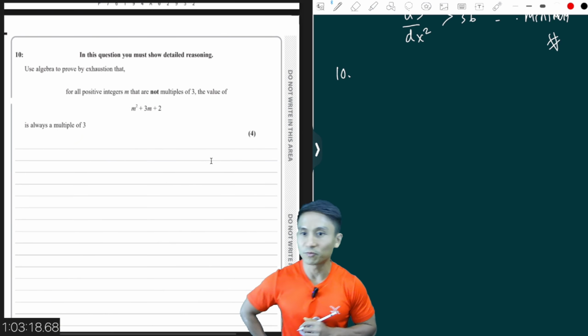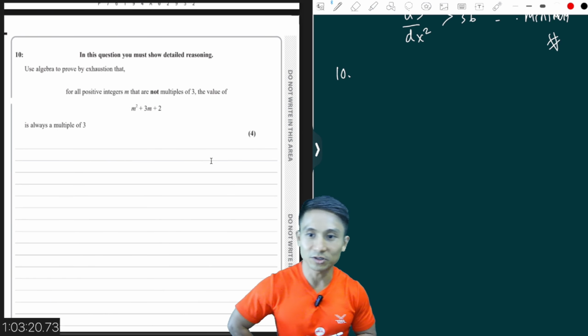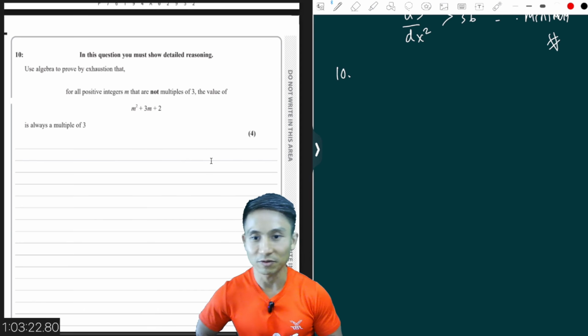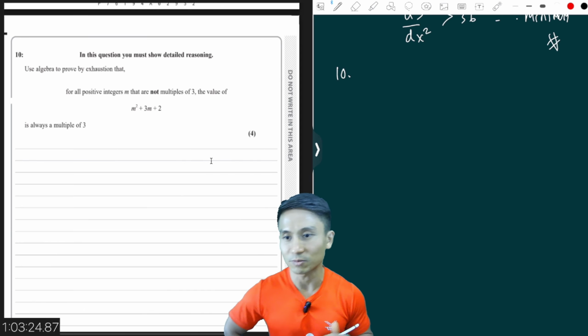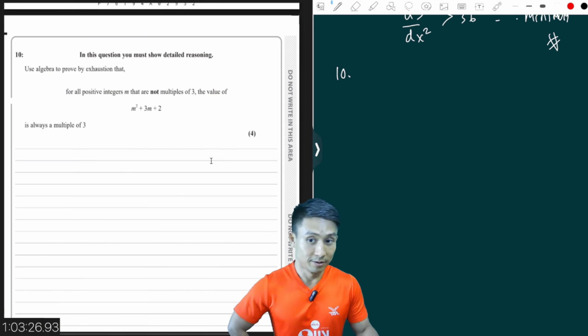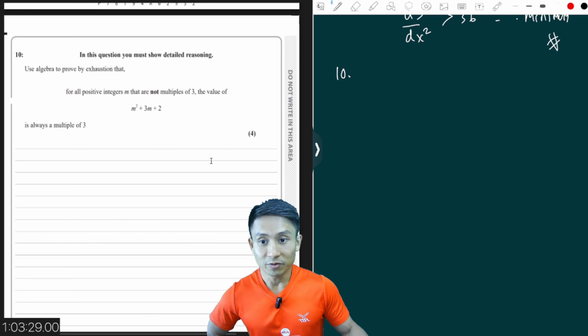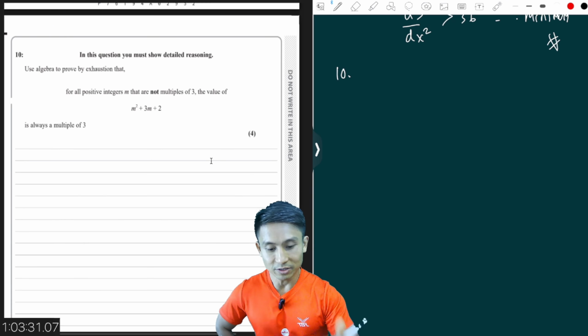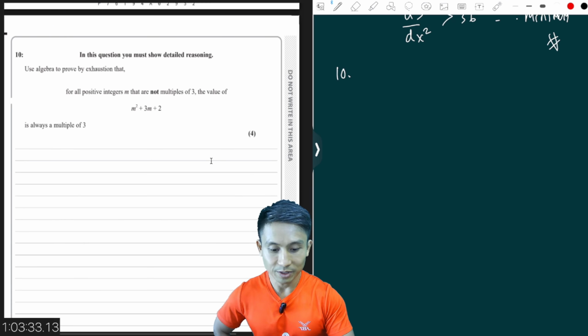Use algebra to prove by exhaustion that for all positive integers m that are not multiples of 3, the value of that is always a multiple of 3. Okay, so not multiples of 3, right? So for all positive integers m, we have m.